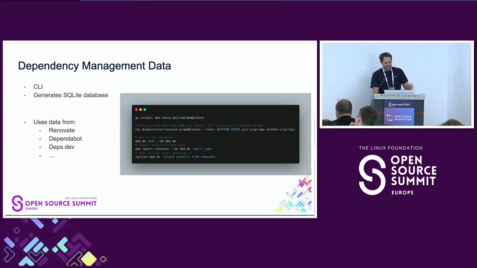The first option, the fastest one you can use right now, is basically dependency management data. This is a project from Jamie Tana, who is now at Elastic. In the background it uses Renovate data, Dependabot data, and other data sources, like DepStef, to generate a local SQLite database to give you a local overview about your dependencies. This includes, for example, vulnerabilities too. So if you simply want something ad hoc, you want to know it now, you can run this.